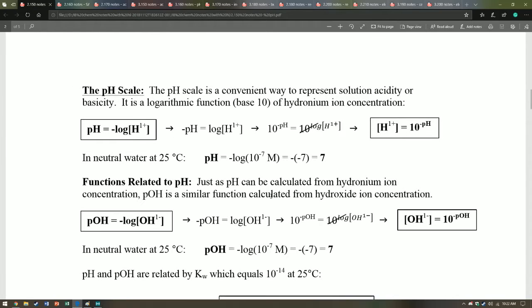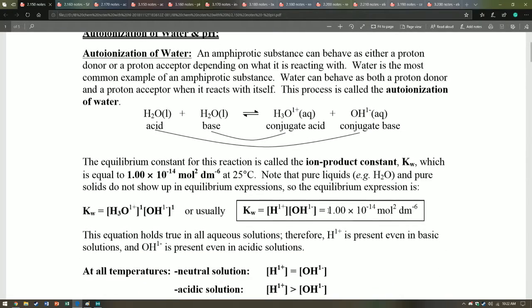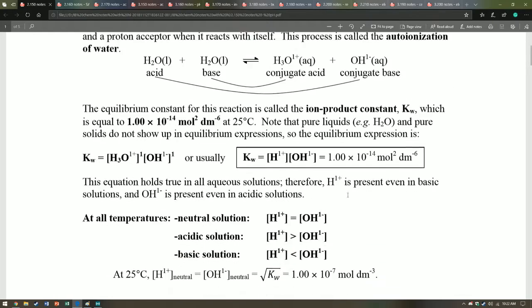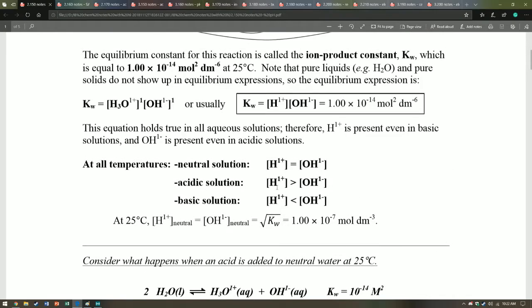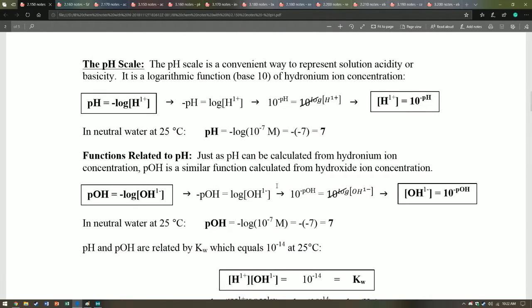Next, we talk about the pH scale. Now, given how small Kw is, 1 times 10 to the minus 14, that's a really small number. And even if the H plus concentration is like 1 times 10 to the minus 7 molar, that's really small. So any change that you make to it, even if it's small, will have big effects on the acidity of a solution.